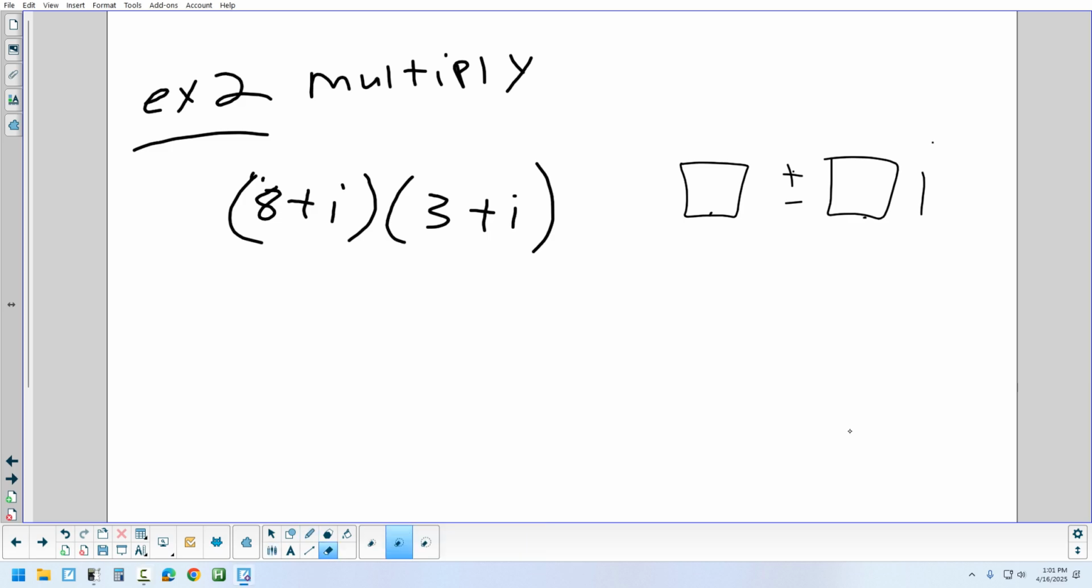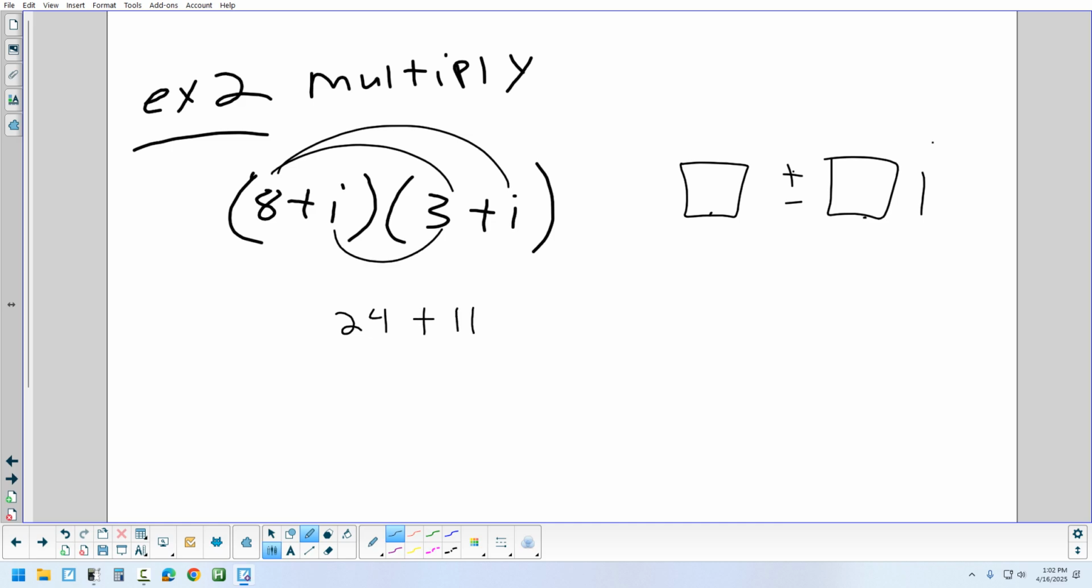Okay, what's the first thing you multiply? 8 times 3. Okay. Equals 24. Next one. 8 times i. And how much is that? 8i. So 8i, and what's 3 times i? 3i. So what's 8i and 3i? 11i. 11i. And then a positive times a positive is a positive i squared.